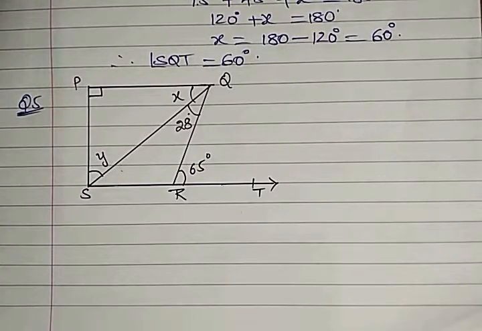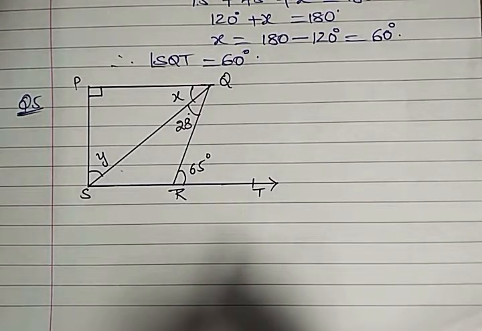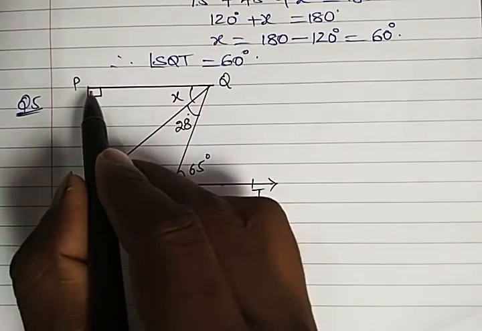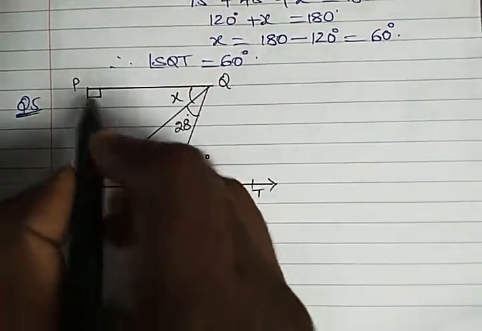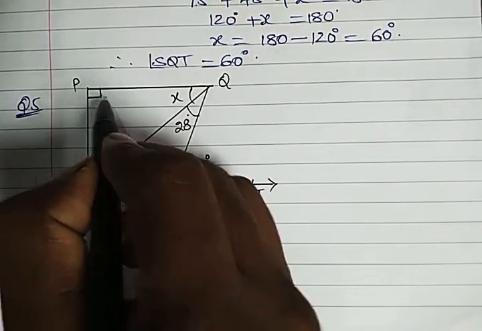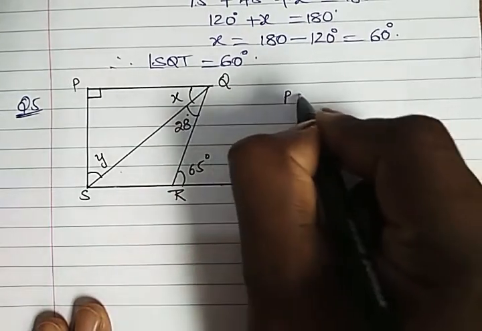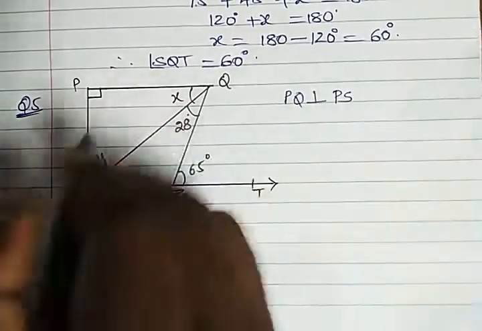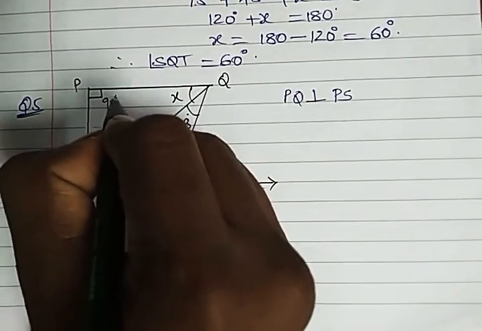Question number 5 from the NCERT, exercise 6.3. In this diagram, PQ is perpendicular to PS. Here the lines PQ and PS are perpendicular. That's the reason this symbol is mentioned. So the given data is PQ is perpendicular to PS, so here we can write 90 degrees.